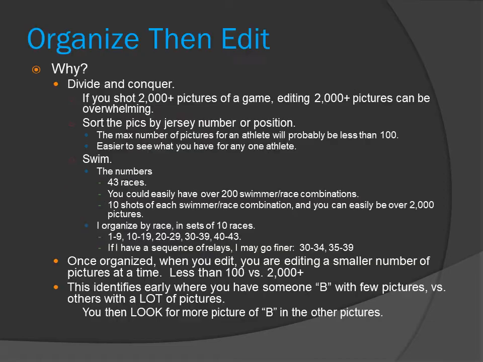Organize, then edit. Why? Well, this is a divide and conquer method. If you shoot over 2,000 pictures of a game, editing 2,000 pictures can be overwhelming. So what do you do? You divide and conquer. You sort the pictures by jersey number. When you do that, the maximum number of pictures for an athlete will probably be less than 100. And it's a lot easier to edit 100 pictures than 2,000 pictures.